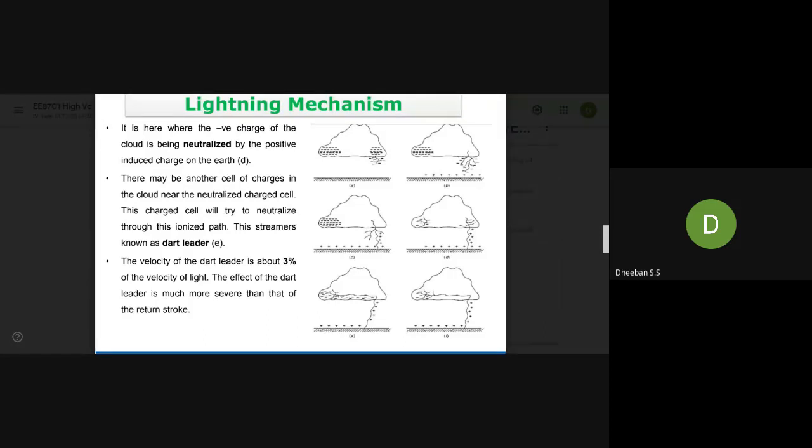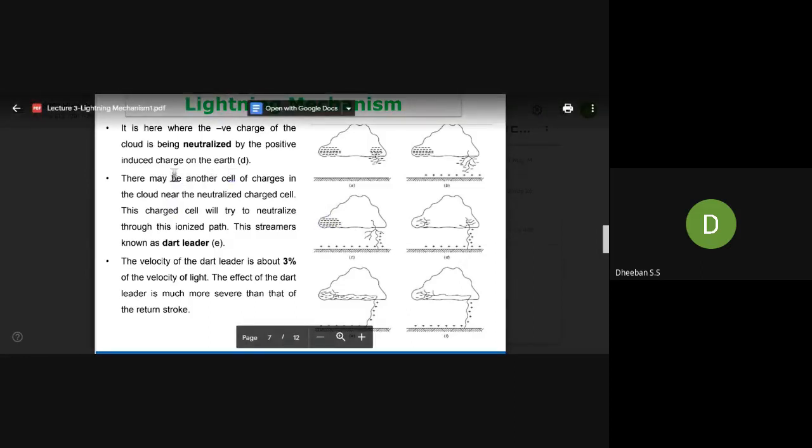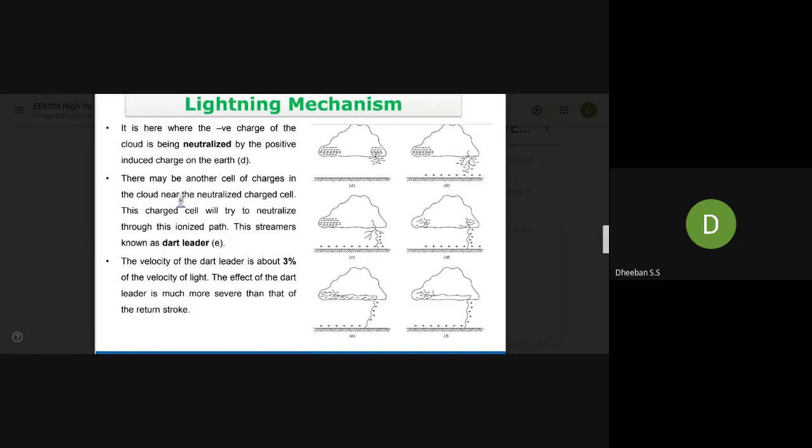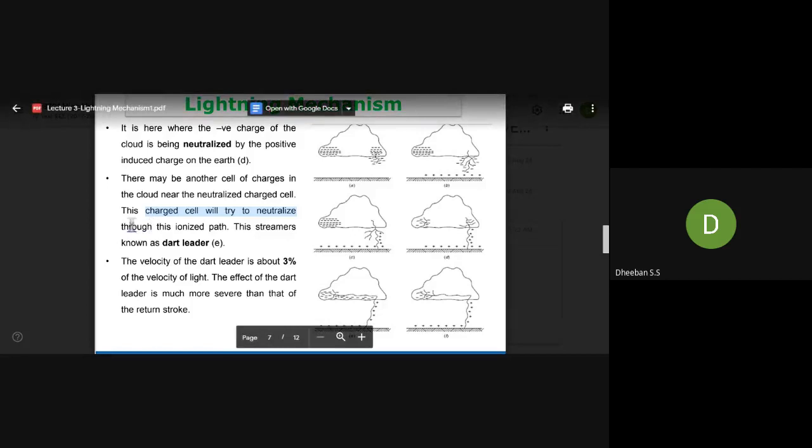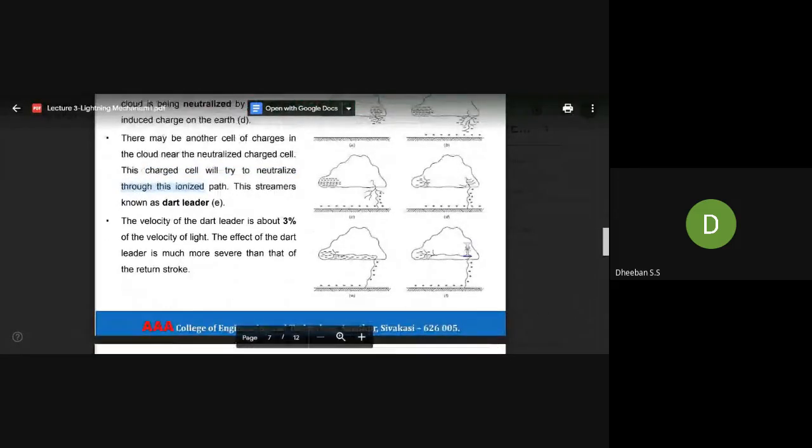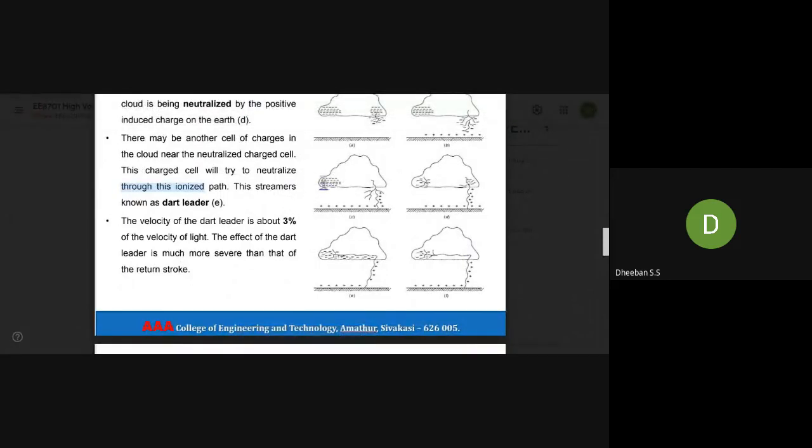So after this, there will still be some charges in the cloud, with the negative in the other portion, that is the opposite portion. So this charge cell will try to neutralize through the ionized path. That's what they're showing in your E diagram. There will be some negative charges over here also. These negative charges also have to be neutralized, so this positive charge travels up to the end of those negative charges.